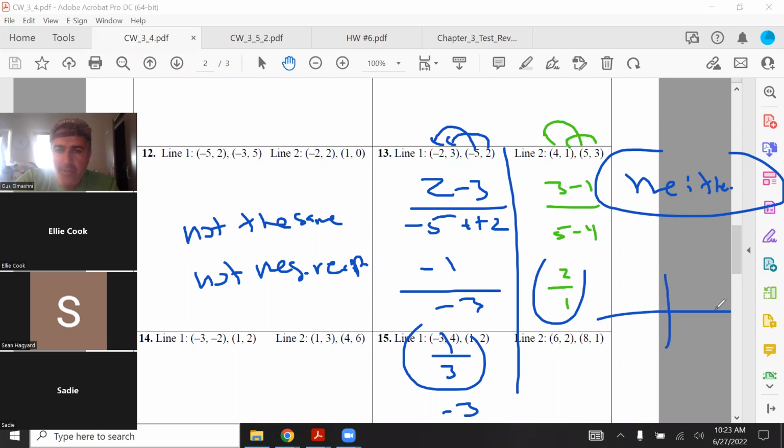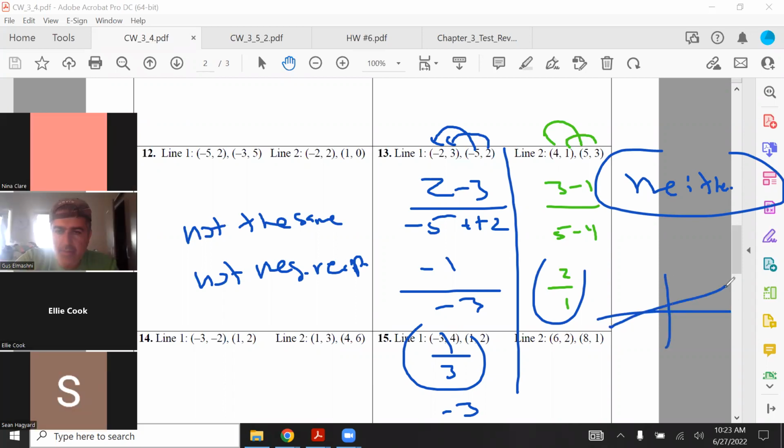We'll probably look something kind of like this, is my guess. Just two lines that intersect. That's all. I see you have a question. Go ahead.